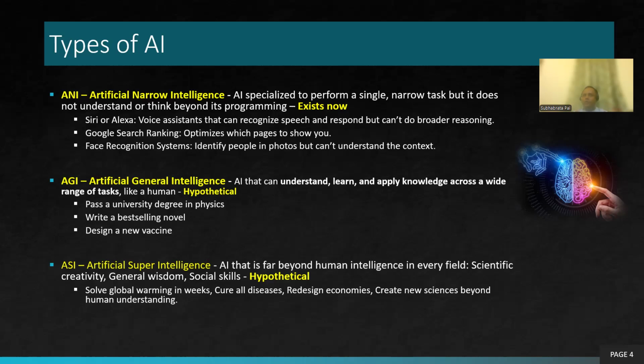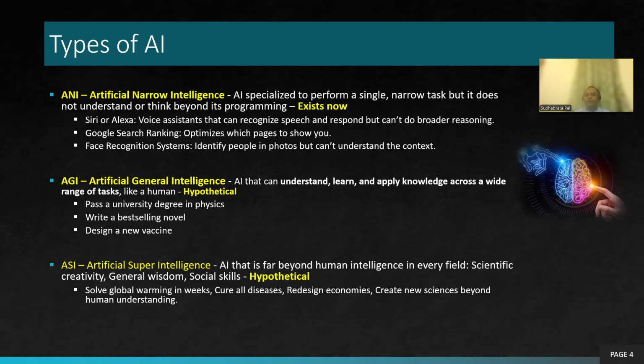So that means based on the data you are feeding and the algorithm you are putting in, it will do the things for you. That's a very common form of AI, which is currently being used. Like Siri, Alexa, Google search engine, any AI that you are seeing around you is based on this artificial narrow intelligence.